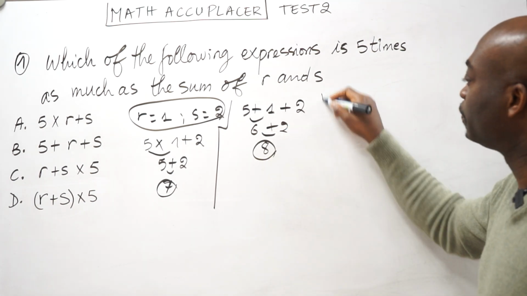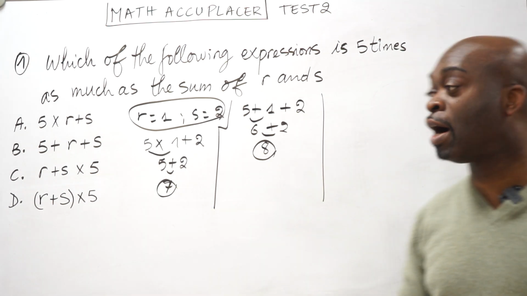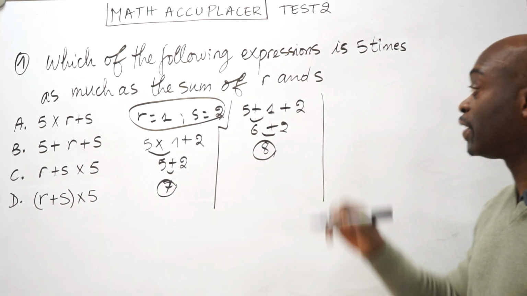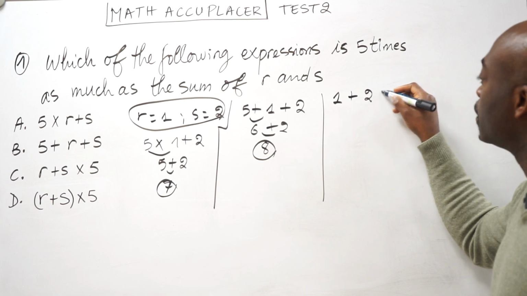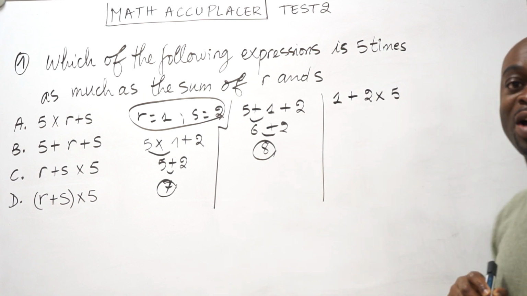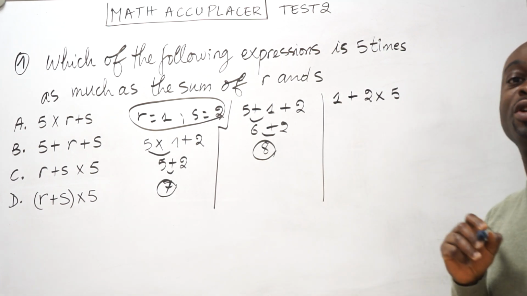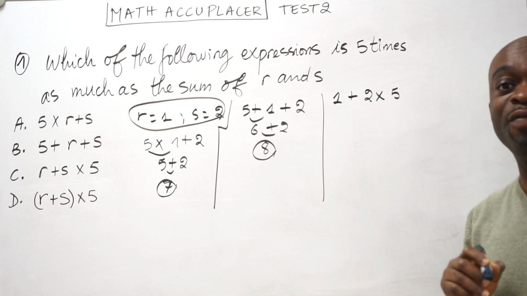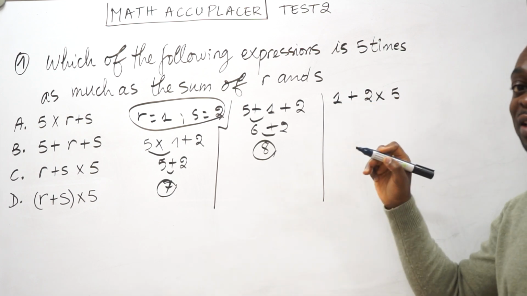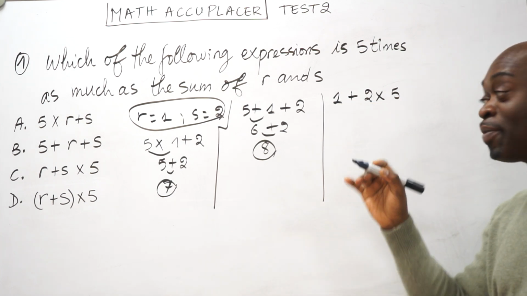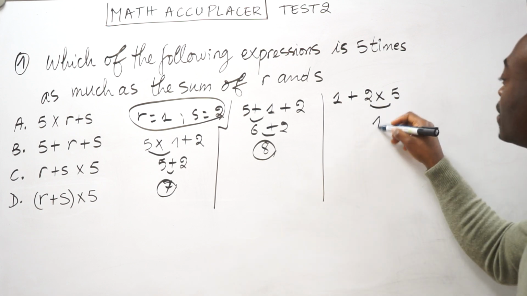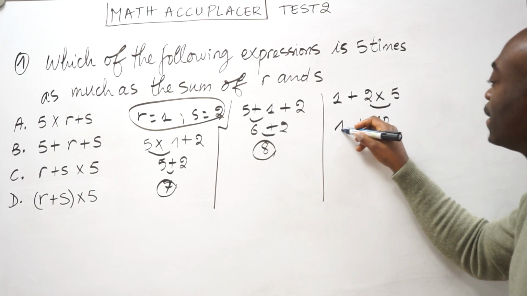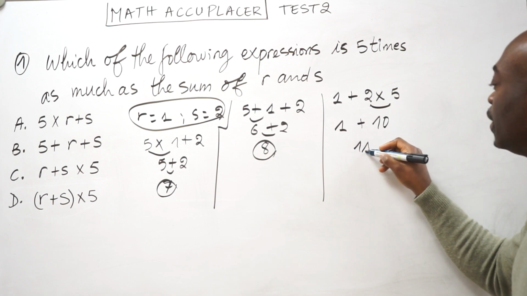Now for C, we have R plus S times 5. So that is 1 plus 2 times 5. Following the order of operations, we can never, ever, ladies and gentlemen, add these two together first. We have to multiply first. So 2 times 5 is 10, and then we add 1 to it, which is 11.